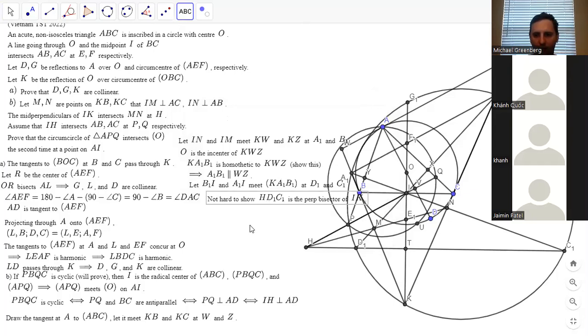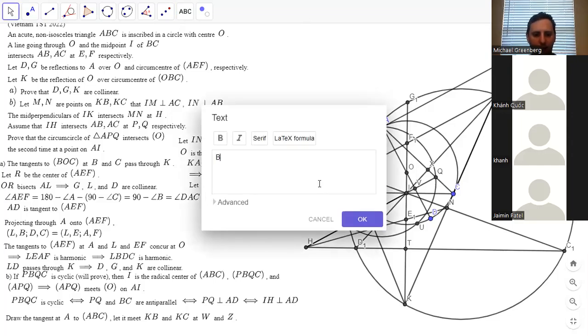And then from there, I might as well just say by an angle chase. It's not hard to show. Oh, then we use Pascal's theorem. So by Pascal's theorem, I'm just going to let the YouTube viewers figure it out at this point. HK is tangent to AD1C1.